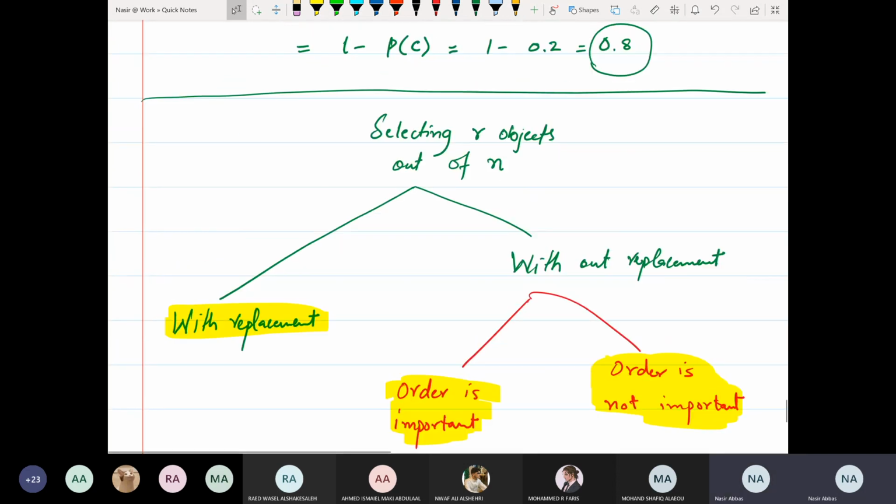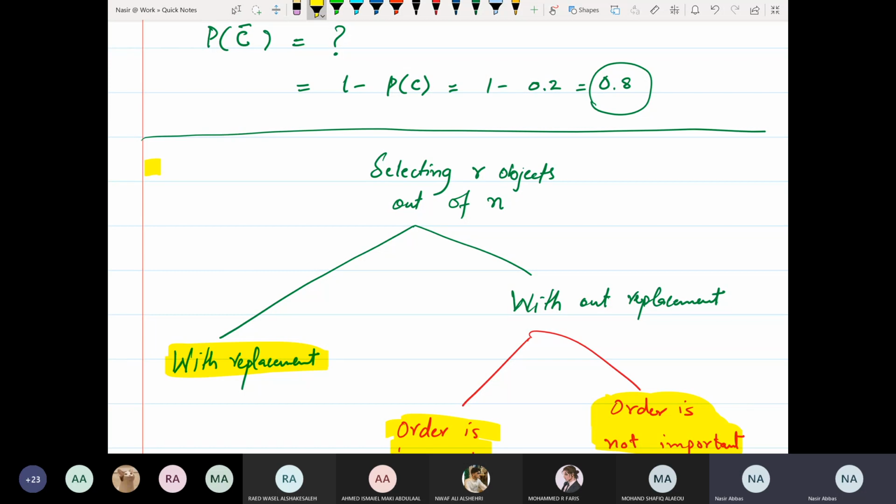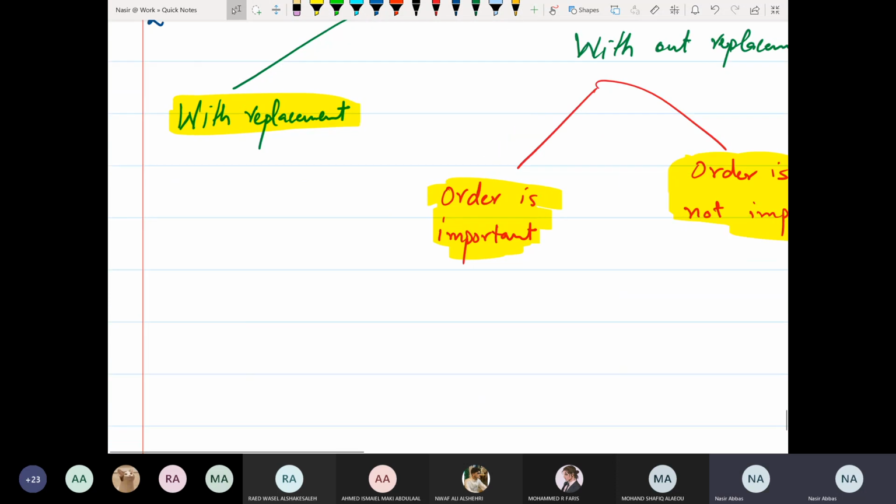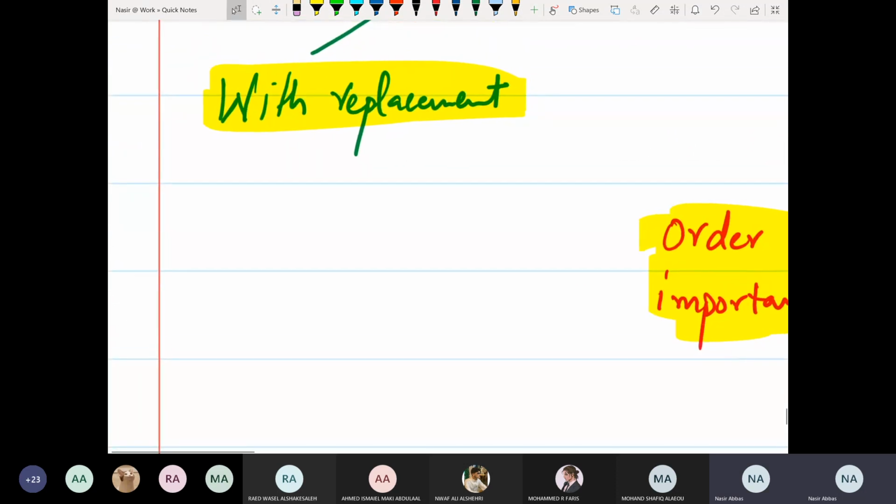So for your example, you have a box of 5 instruments. 3 are working, 2 are defective, and let us say you want to pick 2. And let us say you want to pick 2 with replacement. When you pick 2 with replacement, what are the possible outcomes? Let's try to make a sample space. You're trying to pick 2 now. Let us see what your sample space is.